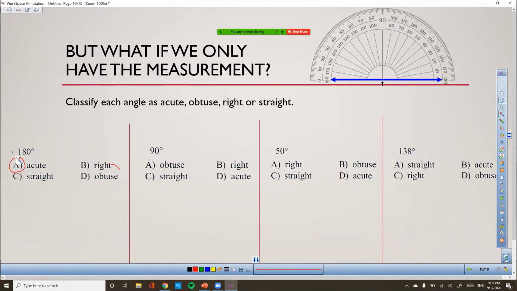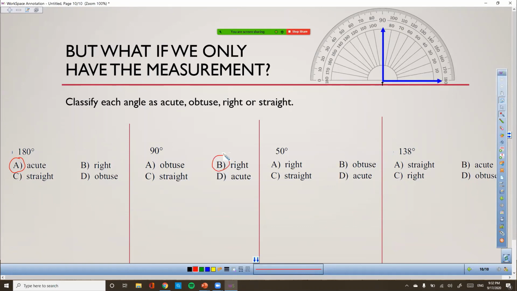What about 90 degrees? What did we say a 90-degree angle was? Well, what was the name of that? If it's exactly 90 degrees, let's start at 0, that means it's a right angle.